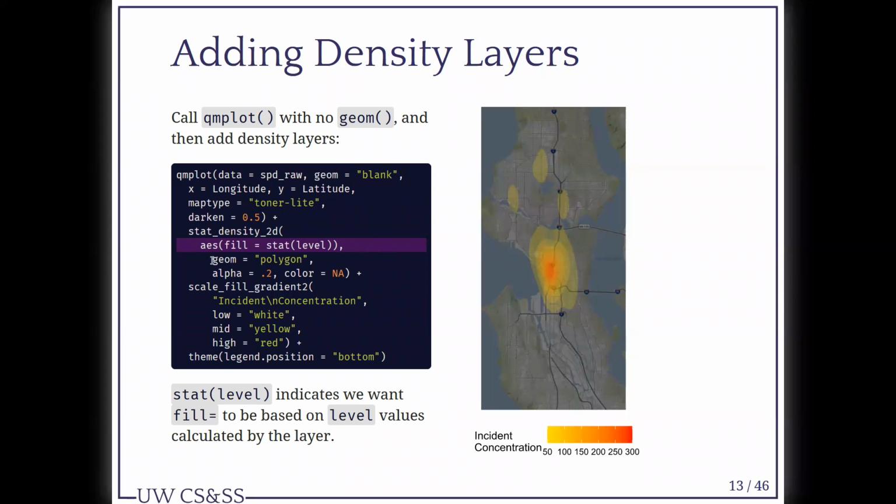And then we're going to say geom equals polygon. So we want the shape of our density to be a thing with a bunch of corners, I suppose. Our alpha is going to be set to 0.2 with no color. And then we're going to add a gradient fill scale in order to map how this is going to get filled in terms of orange, yellow, red.